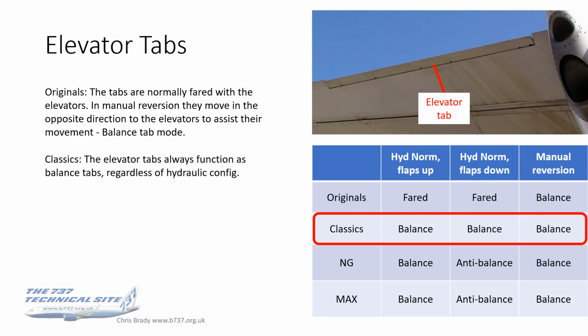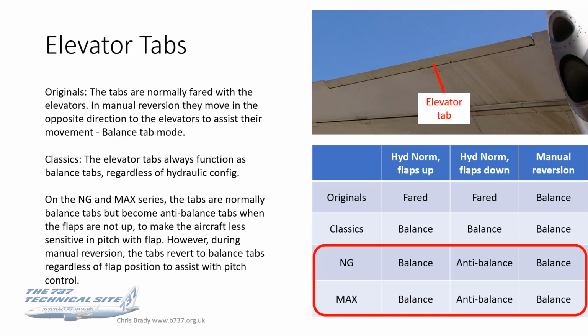On the classics, there was a slight change of plan, and the elevator tabs always functioned as balance tabs, regardless of whether you're in manual reversion or hydraulics normal. On the NG and the MAX, the logic was changed yet again. This time, the tabs are normally balance tabs, that's when the hydraulics are normal and the flaps are up, but they become anti-balance tabs when the flaps are not up. And this is to make the aircraft less sensitive in pitch with flap.